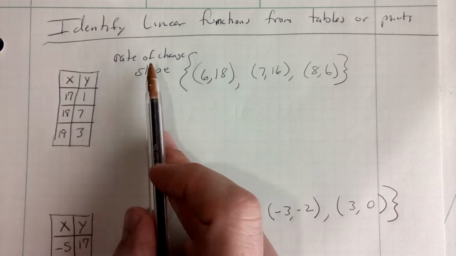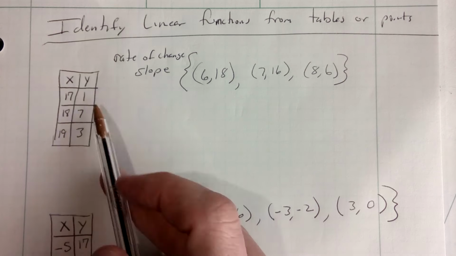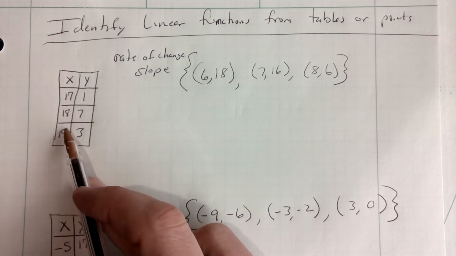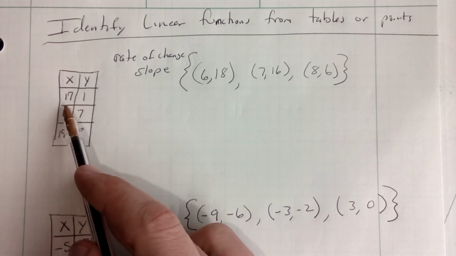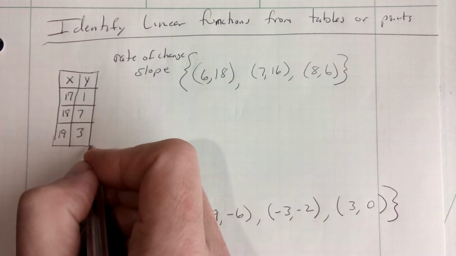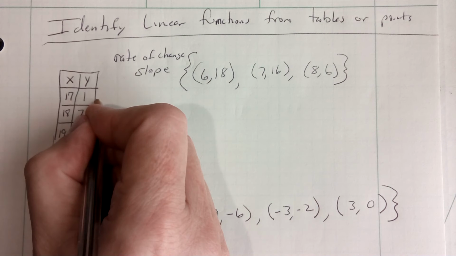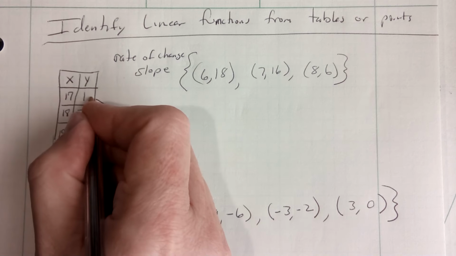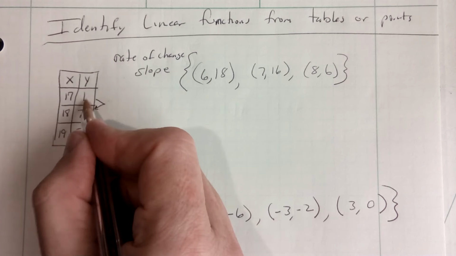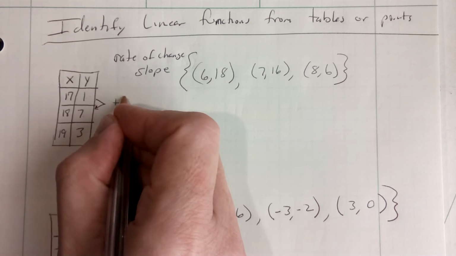The rate of change or slope is the change in y over the change in x. So you always have to take into account how x is changing as well. What I do when I'm given a table is I find the change going from this 1 to this 7, and I write it here. So to go from 1 to 7, it's an increase of 6.